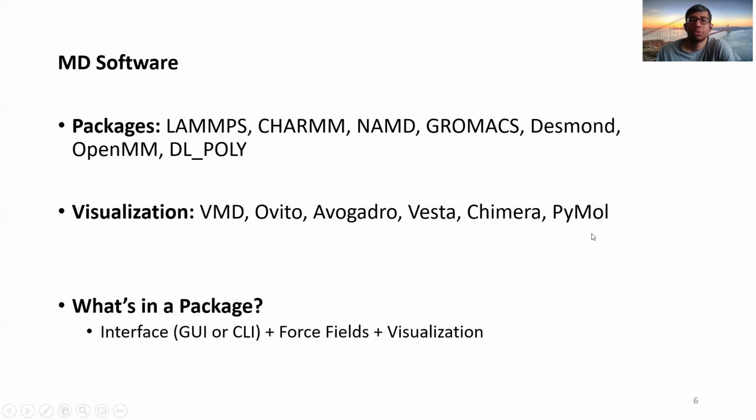So some popular visualization software are VMD, OVITO, Avogadro, VESTA, Chimera, PyMOL, and so on. Like the packages, these visualization tools are also preferred for particular problems. Sometimes for biomolecular systems, you want to use VMD. Sometimes for material science, you want to use OVITO or Avogadro. After you start using this software or go through their documentation, you will understand which software is well suited for which.